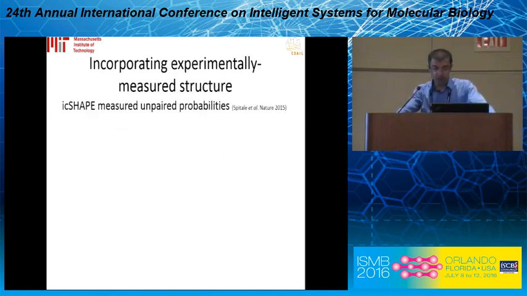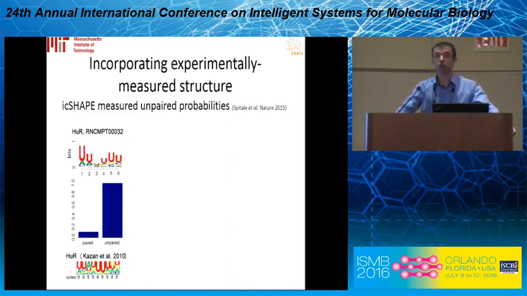One of the benefits of our algorithm is the fact that instead of using the predicted structure probabilities, we can use experimentally measured probabilities. So we went to the icSHAPE data from Howard Chang's lab from Stanford, which is the only study that had both the icSHAPE data and the CLIP data on the same cells, the same experiment done in the same lab. So we can test how much benefit we get from using experimentally measured structure as opposed to using predicted probabilities.